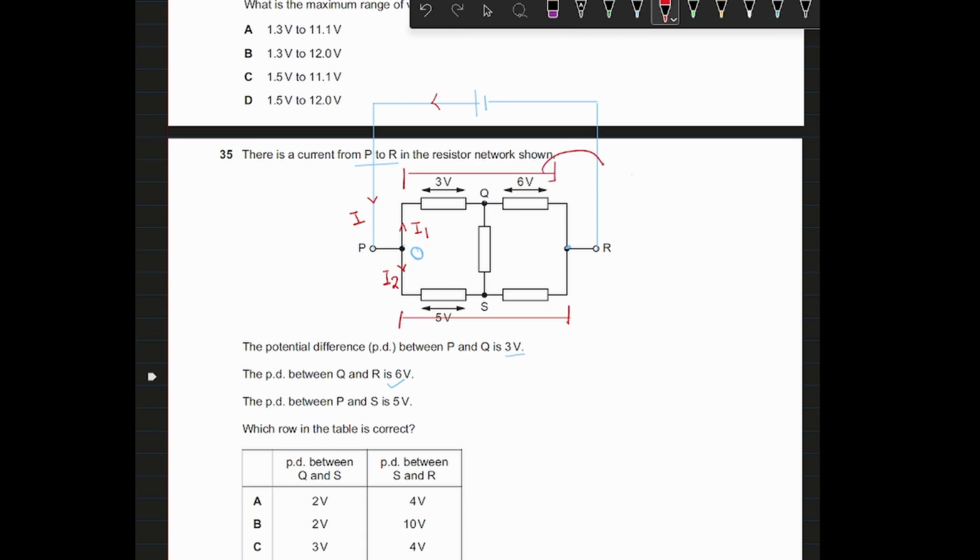So one of the sides has the total voltage of 9. Another parallel combination must also have a total of 9 volts. So when you find this, 5 plus, let's say this is B1. B1 must be equal to 9. Therefore, B1 is equal to 4. B1 is the voltage drop across R and S. So between R and S, there is a voltage drop of 4 volts. We can easily eliminate option B and option D.